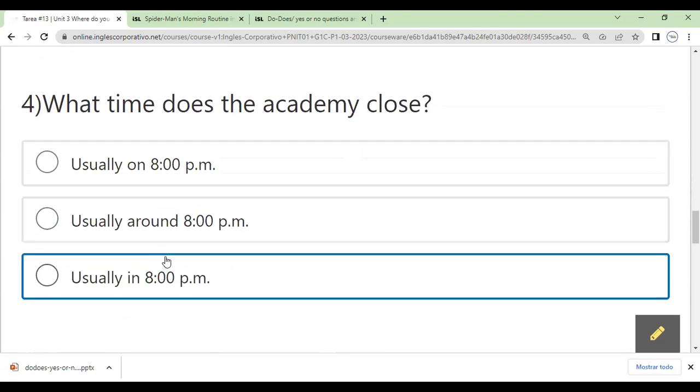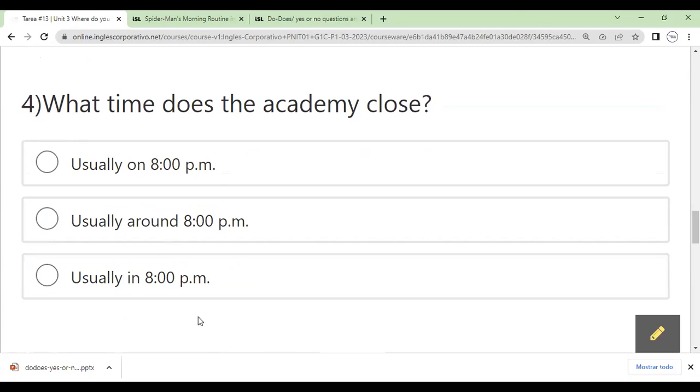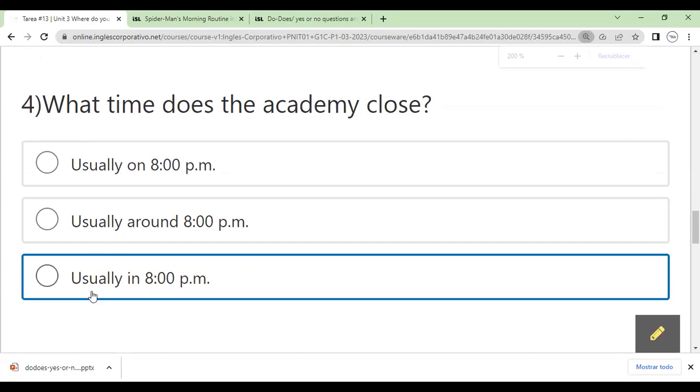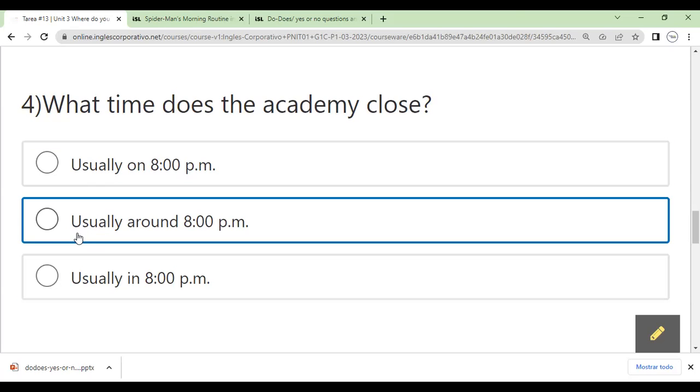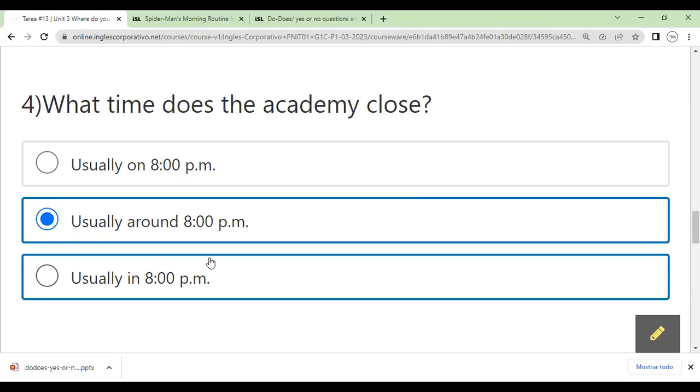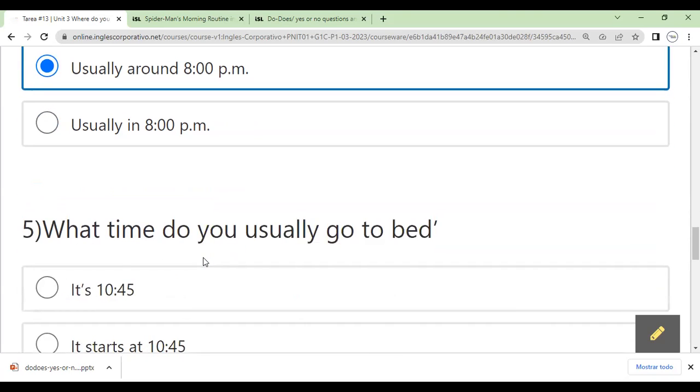Number four. What time does the academy close? Usually around 8 p.m., or usually in 8 p.m.? No, esa. La de en medio. The second one? Usually around 8 p.m.